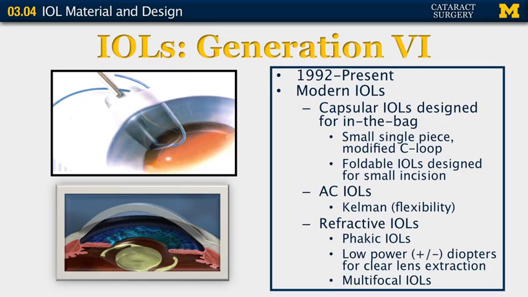Again, we're still using the Kalman, very flexible, open, haptic anterior chamber lenses. These are still in widespread use when indicated. And we also have different options with refractive lens implants available. I will go through those later in the talk.